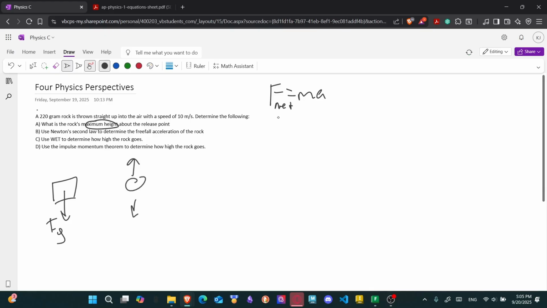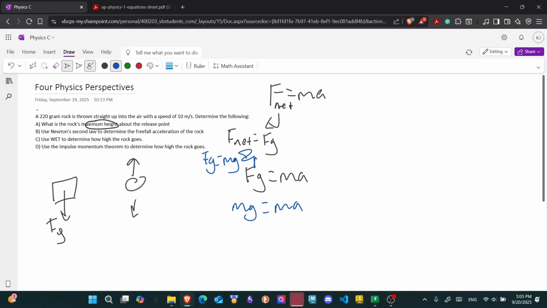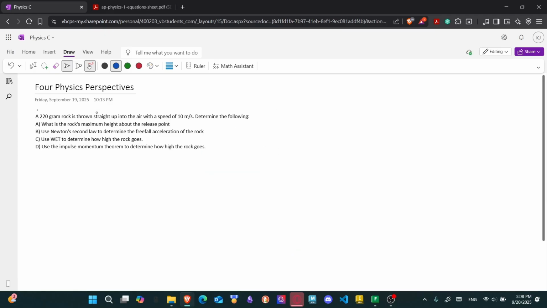So F net is just the force of gravity. So Fg is equal to ma. Fg is equal to mg. So mg is equal to ma. So m cancels out, and a is equal to g.